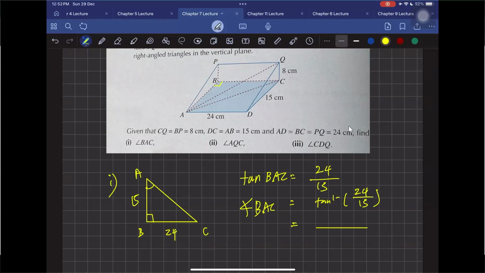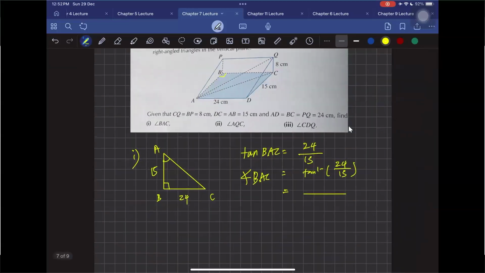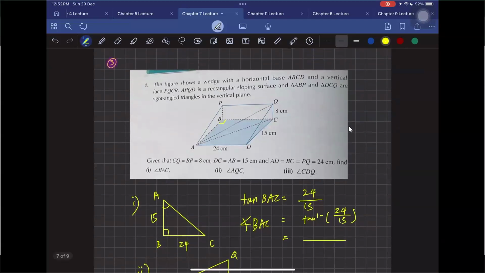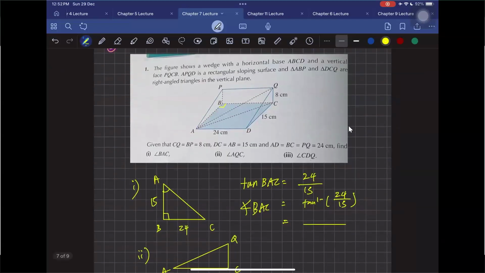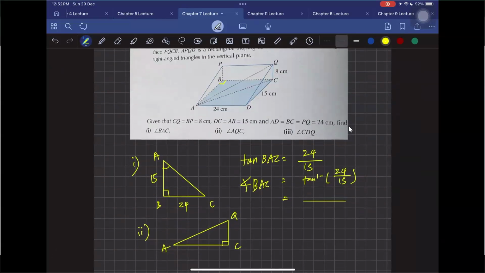Okay, now your next part. They ask you to find AQC. So again, always draw it out, especially for your problem solving questions. It makes it much easier for you. So in this case, since Q is vertically above point C, this is also a right angle triangle. You're given that this is 8 cm.